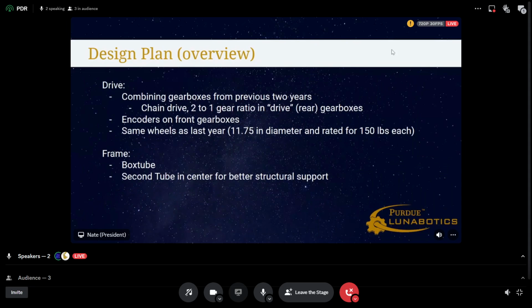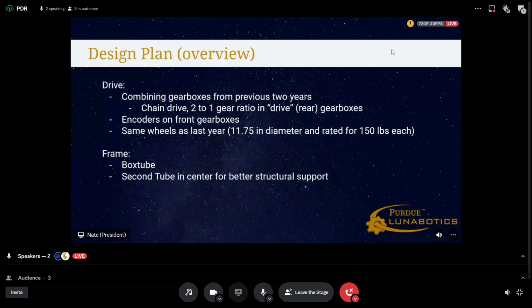So, general design plan overview. Initially for drive, what we did with the gearboxes is combine the past 2 years, roughly, in that we kept the chain drive from last year, but with the ability of us being able to have more wiggle room, we pulled the motors back out and went back to the 2-to-1 gearboxes from 2 years ago. With this, we also moved the encoders to the front gearboxes just to have less stuff going on in the back. And then the wheels are the same.